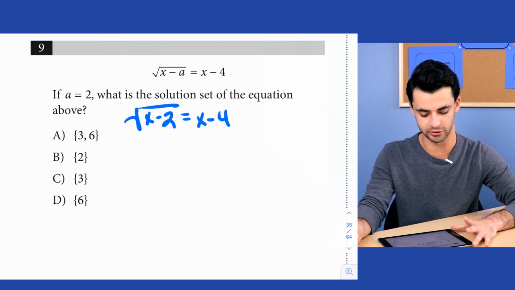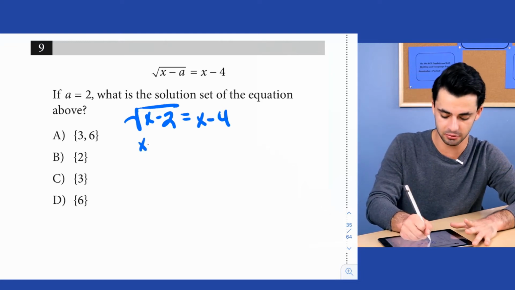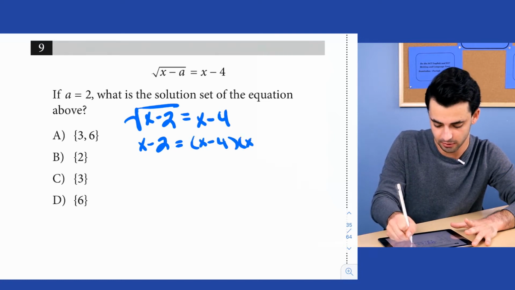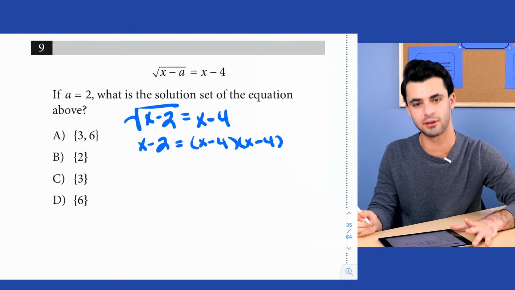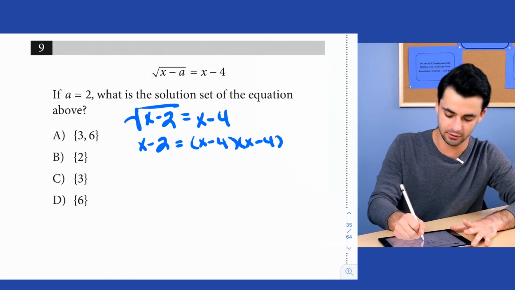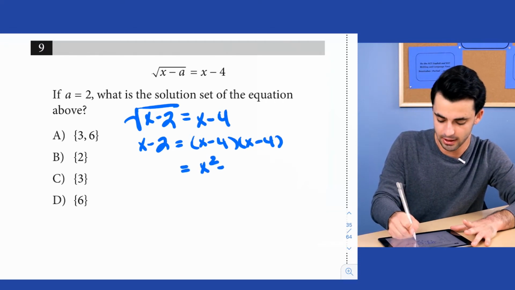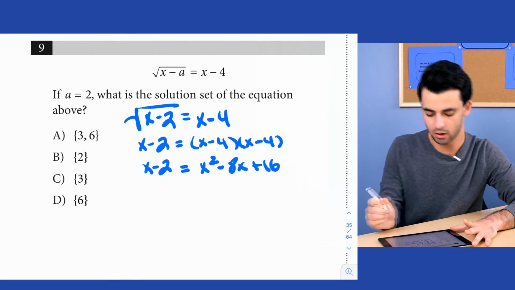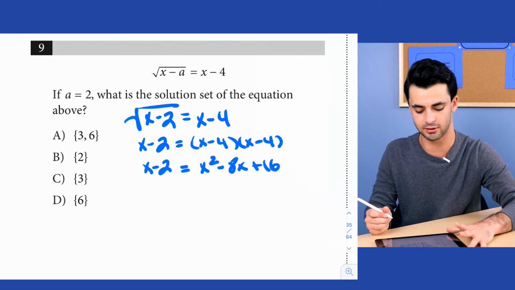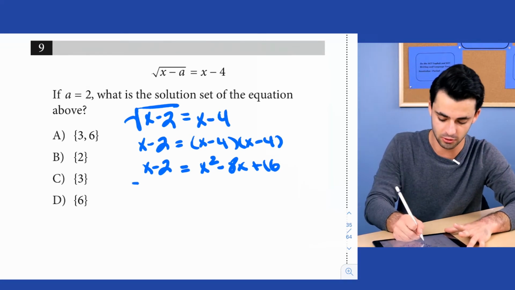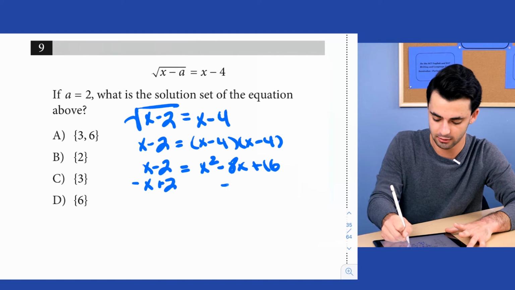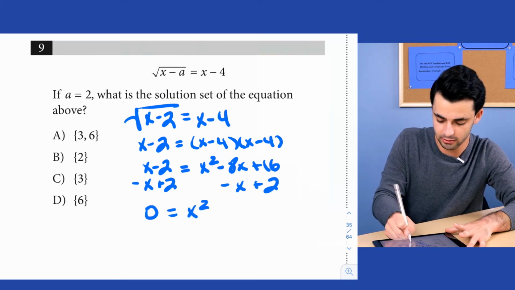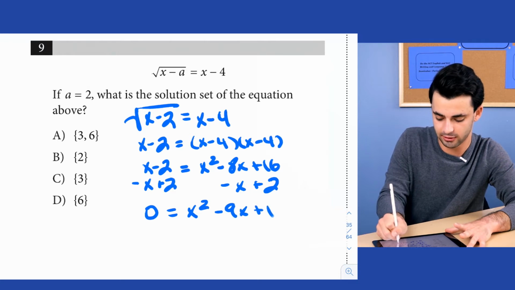The first thing I want to do is square both sides, and that leaves me with x minus 2 on the left equals x minus 4 times x minus 4. And now the right hand side can be FOILed, and that gives me x squared minus 8x plus 16, and that should equal x minus 2. Well, in order to solve a quadratic, one side should equal 0, so I'm actually going to subtract x and add 2 to both sides, leaving me with 0 equals x squared minus 9x plus 18.